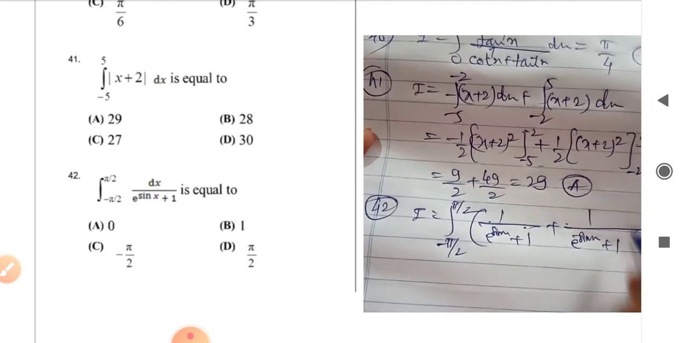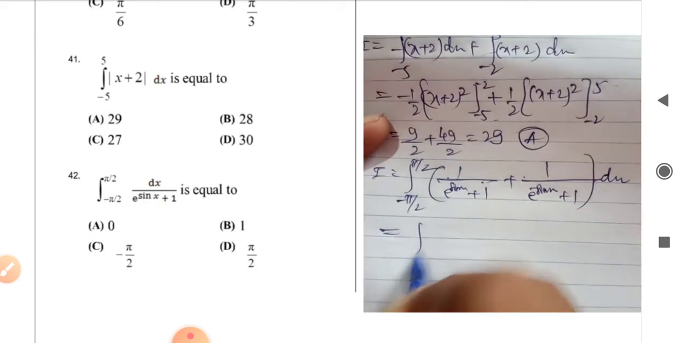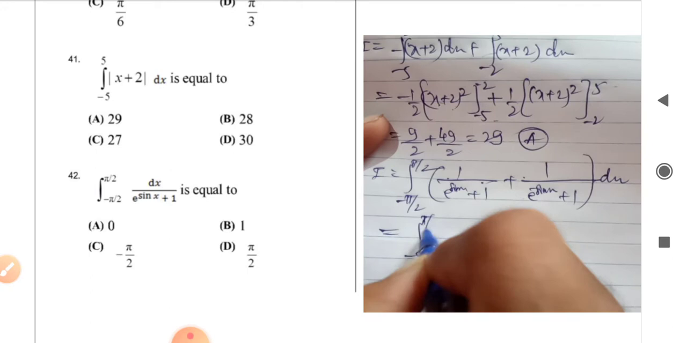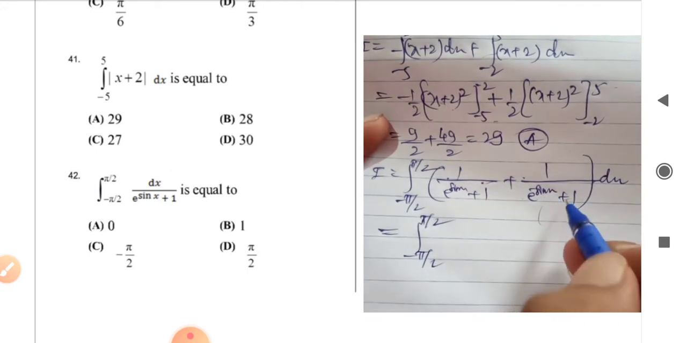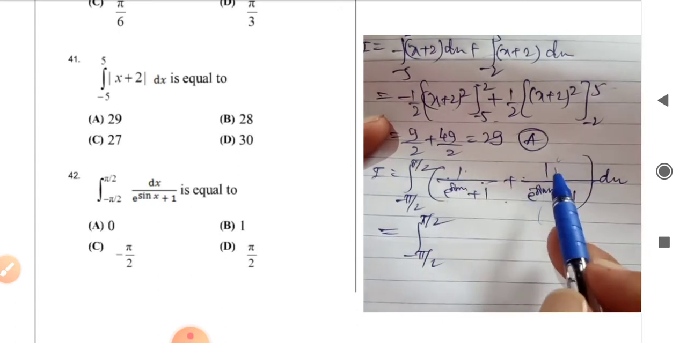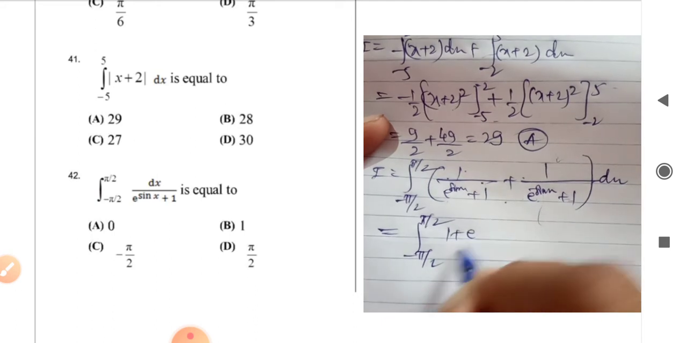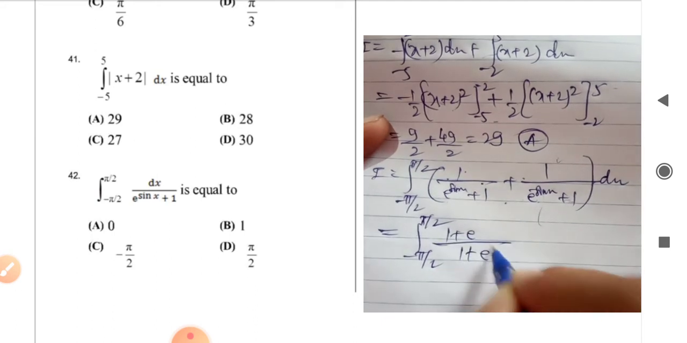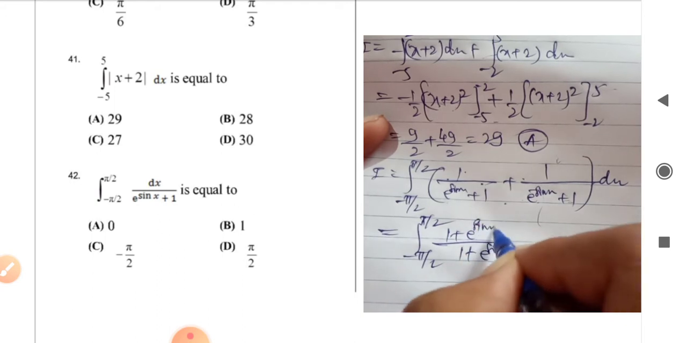Actually I should not take this step if you know, but I don't know whether you know or not. Simply I am writing this one, minus pi by 2 to plus pi by 2. Here e raised to minus sin x is nothing but 1 by e raised to sin x. Find the LCM, you get e raised to sin x. So 1 by e raised to sin x plus 1. Here e raised to sin x divided by 1 plus e raised to sin x. So therefore LCM is 1 plus e raised to sin x. Numerator also 1 plus e raised to sin x dx.